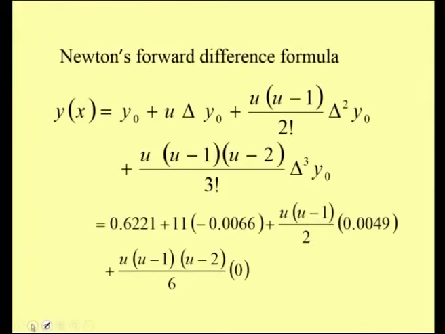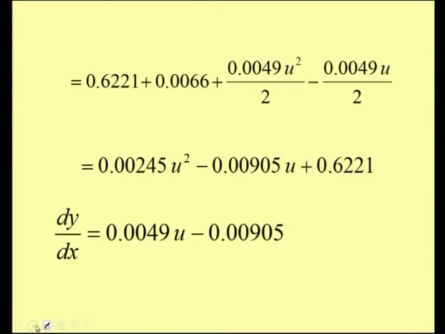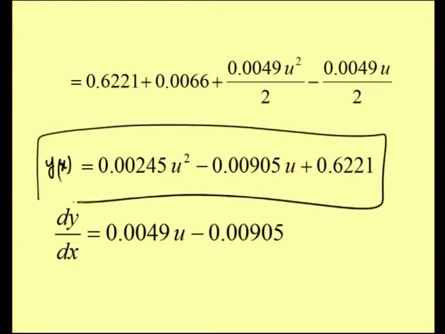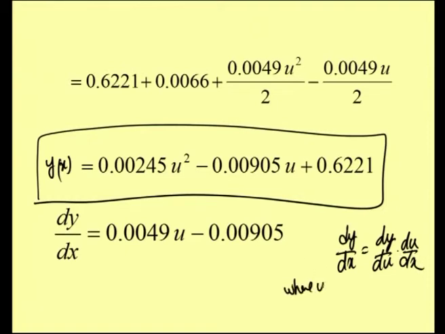Newton's forward difference formula is given by this. So, we get y of x in terms of u. dy by dx is dy by du into du by dx, where u is (x minus x naught) divided by h. x naught is 0.6 and h is 0.05.